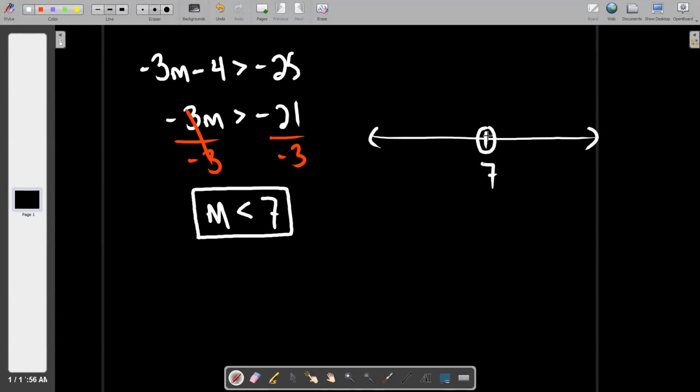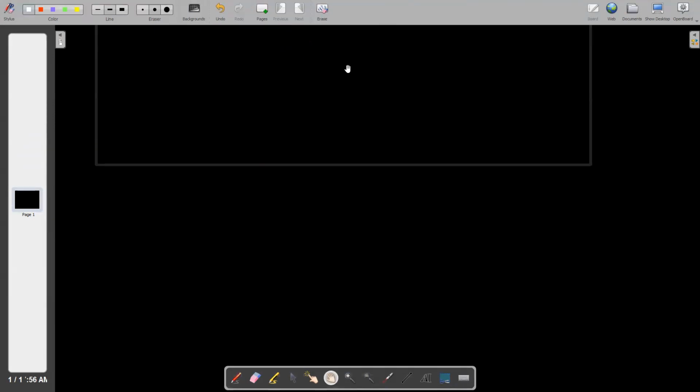I'm going to circle it. I am not going to color it in. And I'm going to shade to the left because that's what the is less than means. That's where the numbers that are less than 7 are located, to the left of 7. So good there. All right, and this is where the troubles began. So let's take a look at the second one.